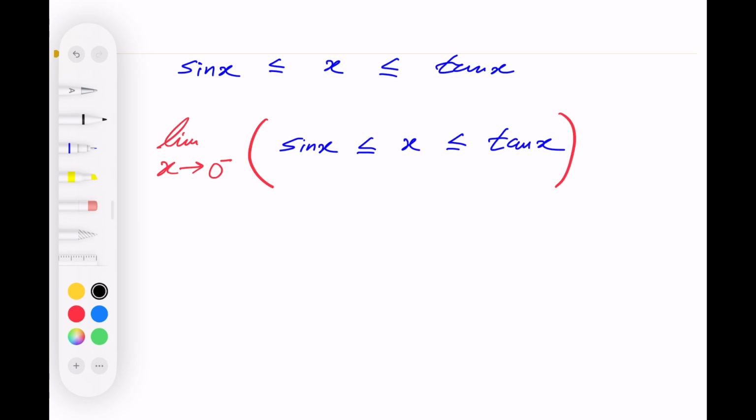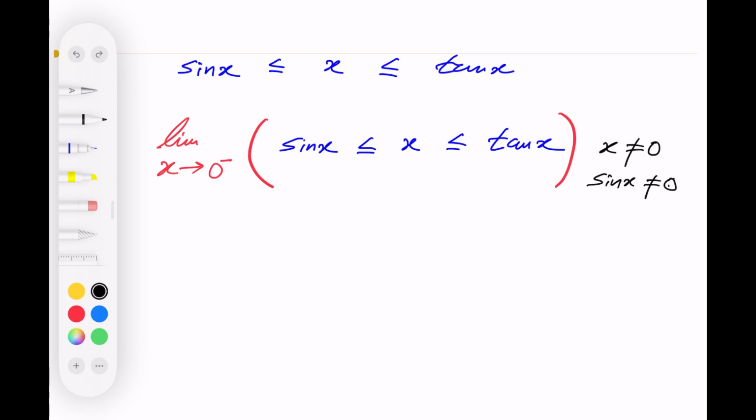Sine x is not equal to 0 because limit x approaches to 0 from the left hand side means that x is not equal to 0. Therefore, sine x is also not equal to 0. So the first question answered. The second question is, is sine x positive or negative? Because if it is negative, I need to flip this inequality symbol.